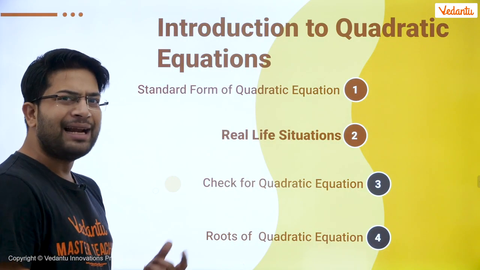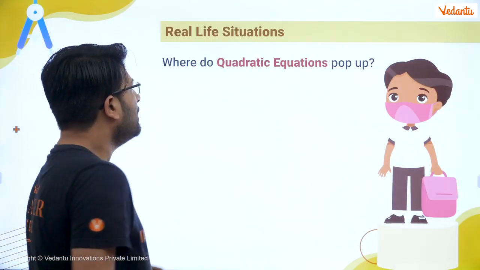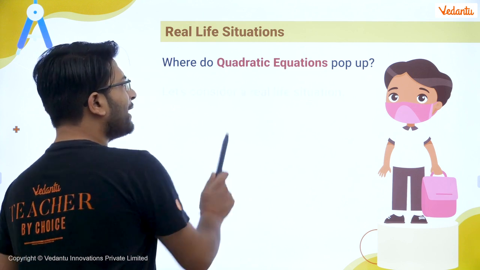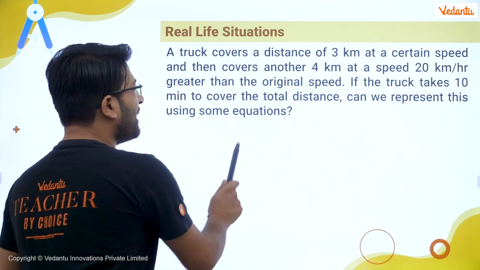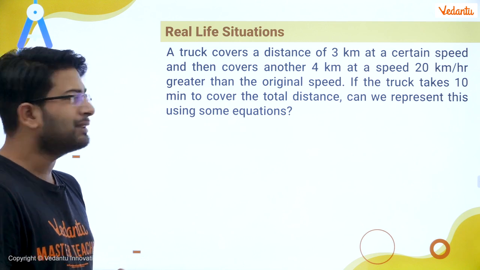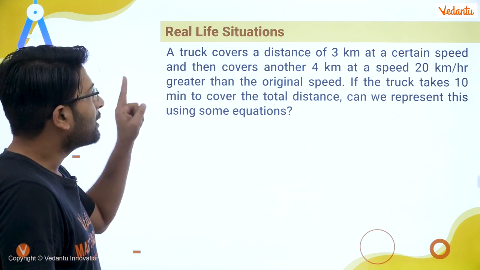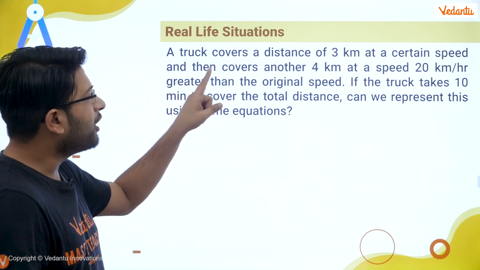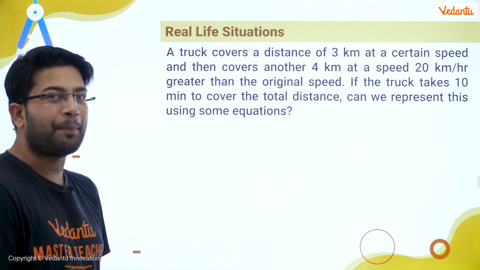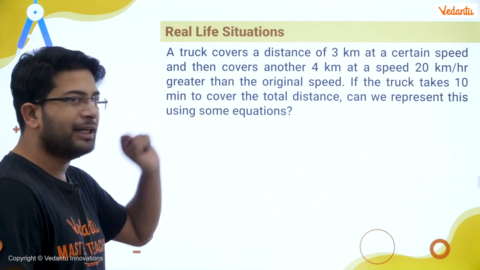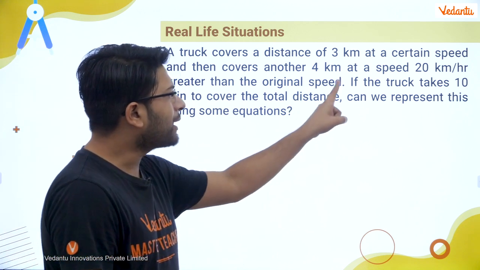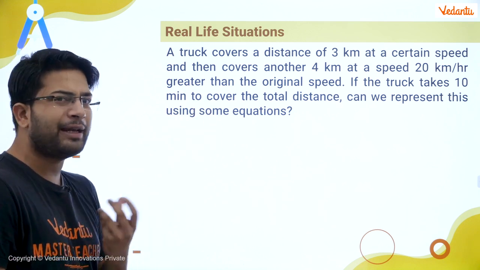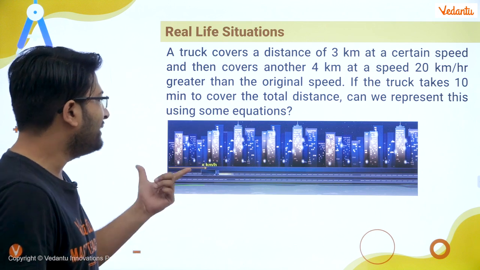Very good. Now, champ, let's see some real life situations also. Let's see in which situation a quadratic equation pops up. The first example, which we saw in the starting of the class: a truck covers a distance of 3 km at a certain speed, then covers another 4 km at a speed 20 km per hour greater than the original speed. Now, if the total time taken is 10 minutes, we have to represent this situation with the help of some equation. So, champ, let's say this is the situation.